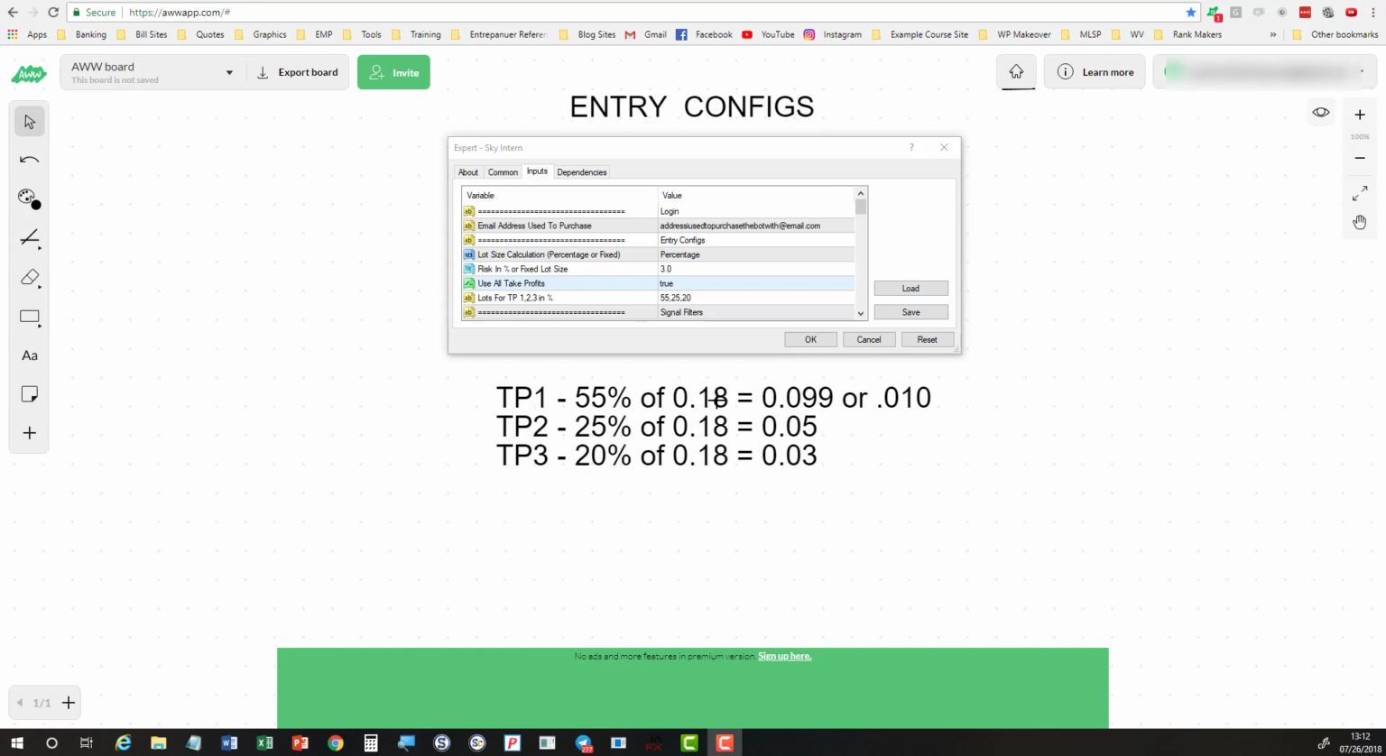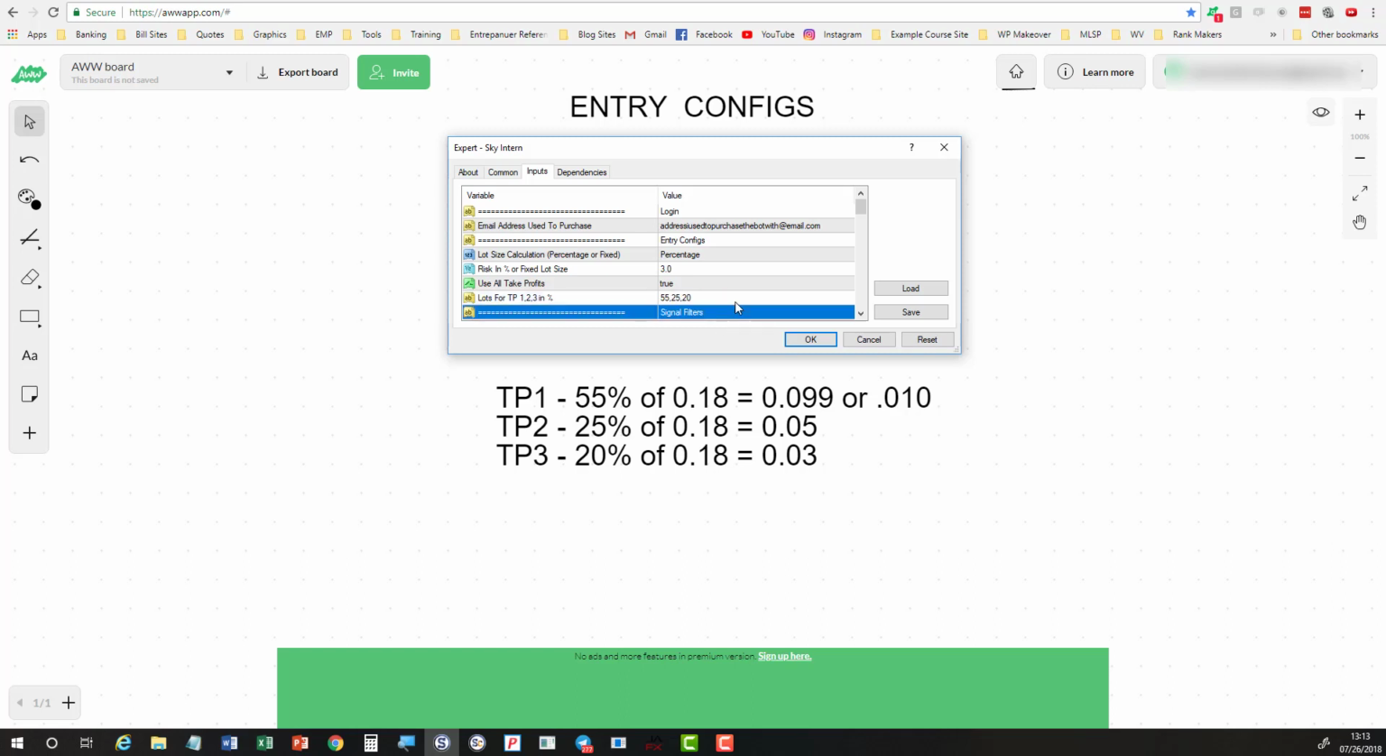So let's say, for instance, you have one trade alert, but it has 3 take profits. This is how it's going to work. It's going to take 55% of that total lot size and put that on your TP1 order, according to these numbers right here. Which, again, are completely changeable by you. You can make these any numbers you want.